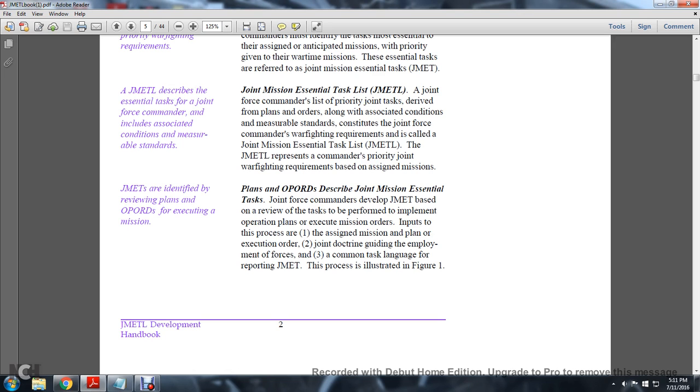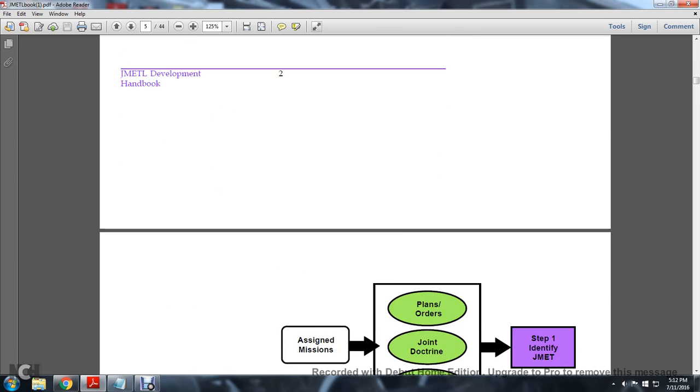Joint Force Commanders develop the Joint Mission Essential Tasks based on a review of the tasks to be performed in operation plans and executing mission orders. The inputs of the process are the assigned mission and plans, the execution order, the joint doctrine guiding the employment of the forces, and the common task language for the reporting of joint mission essential tasks. The process is illustrated in Figure 1.